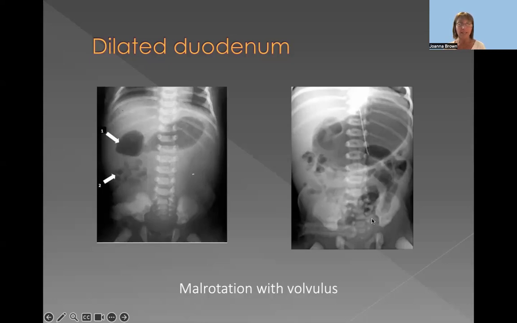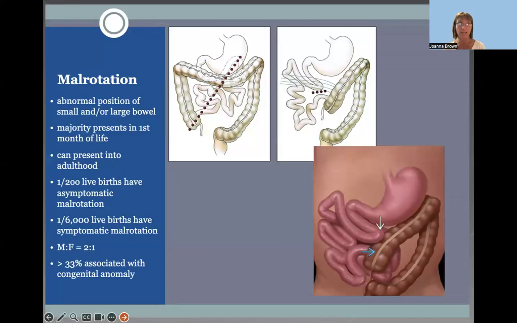If you see it, it's always suspicion. Always be very careful, because this is consistent with and very highly suspicious for malrotation. Malrotation is the abnormal position of the small and the large bowel within the abdominal cavity, and the majority of these patients will present with symptoms in the first month of life.